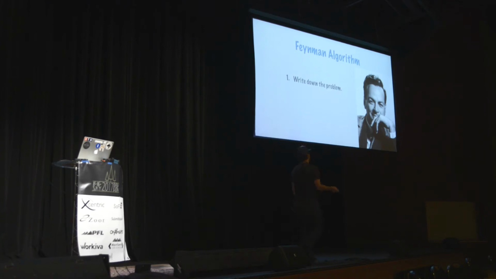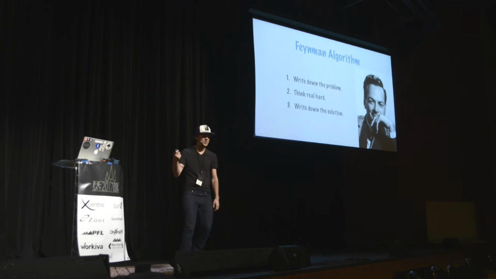So his colleague suggested we write down the problem. That's kind of what we did here. We wrote down our problem in the form of a unit test. And then you think really hard, and then you write down the answer. So this is how Richard Feynman solves problems.